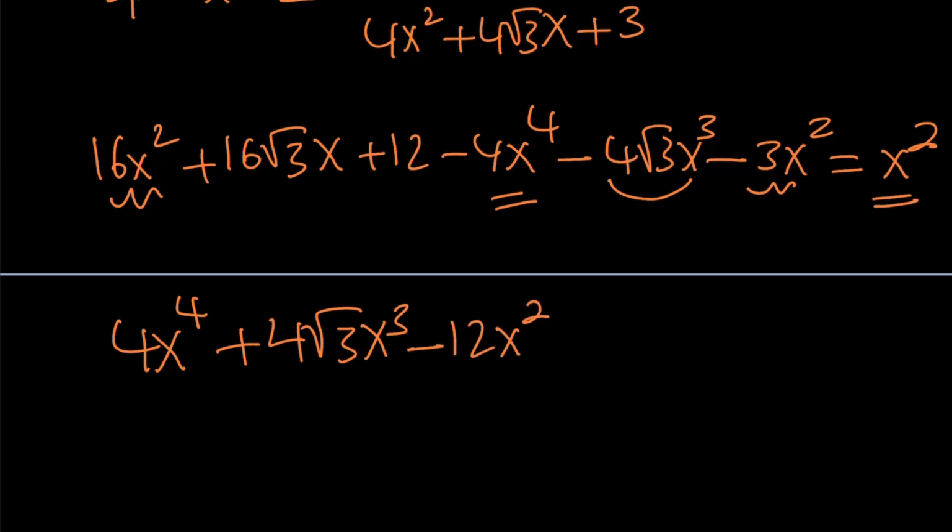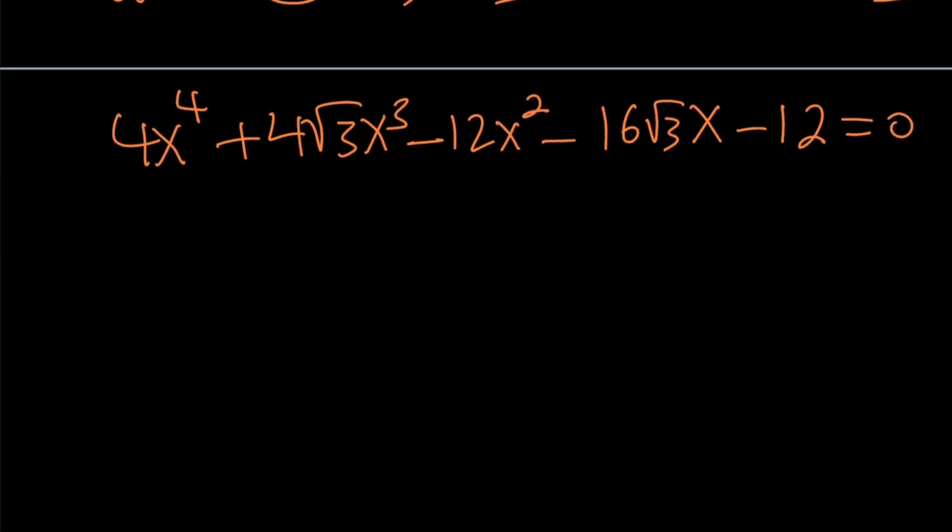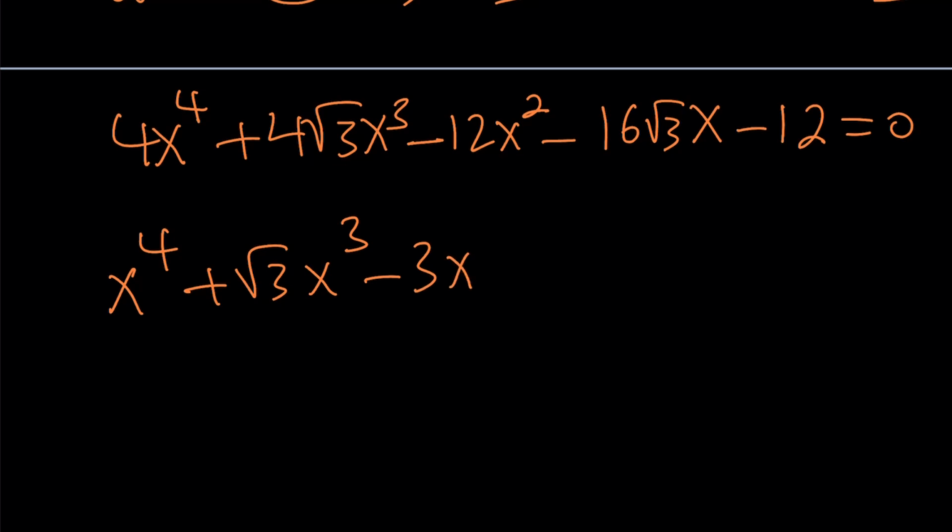So that takes care of all the x squared terms. And then we're going to subtract this, minus 16 root 3x. And finally, we're going to be subtracting the 12. And notice that everything is divisible by 4, so you can go ahead and divide everything by 4. x to the fourth power plus root 3x cubed minus 3x squared minus 4 root 3x minus 3 equals 0.